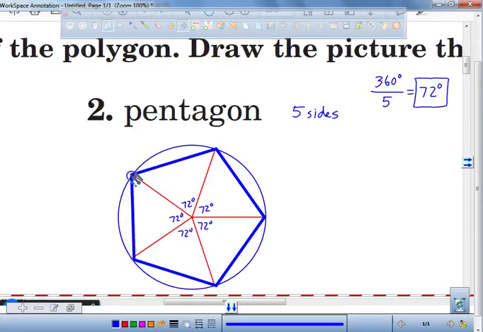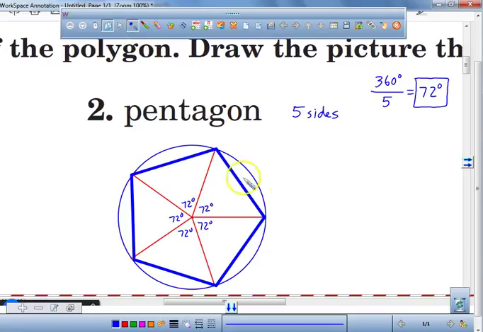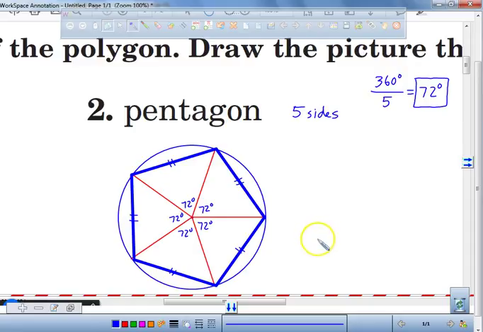What do you notice is now inscribed inside of the circle? A pentagon. Thank you for not being the student that said it's a square. No, that's a pentagon. Now, everybody, this chord is equal to this chord, which is equal to this chord, which is equal to this chord. So we have 5 congruent chords.